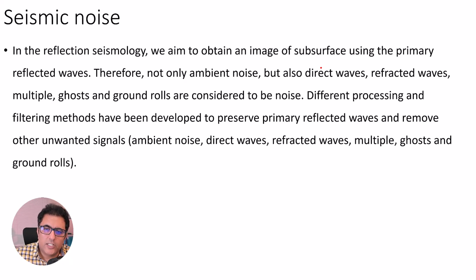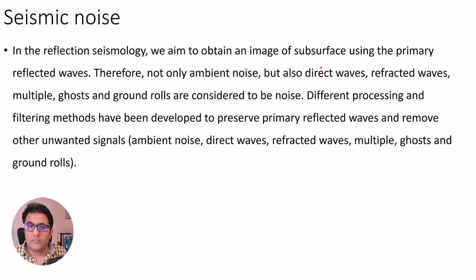So in reflection seismology, the goal is to obtain an image of the subsurface from seismic data. And what type of seismic data do we want to use? Reflected waves. So reflected waves for us are signal. This is something that we want to keep, we want to preserve. On the other hand, direct waves, refracted waves, ground roll, multiples, ghosts, all of these things can indeed degrade our data and we should get rid of them.